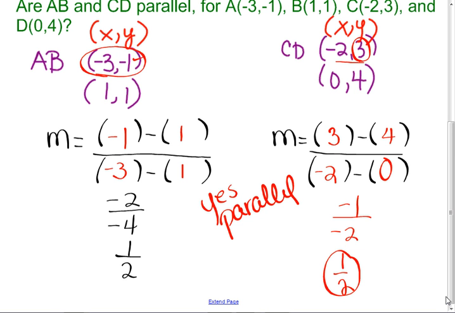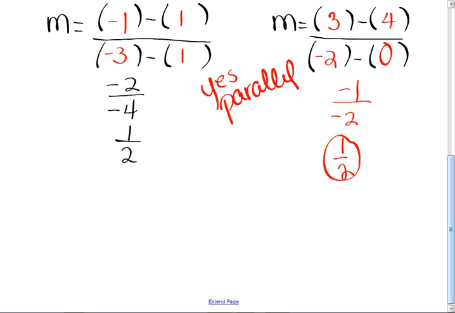You remember what happens with perpendicular lines? Here's one line. Here's the perpendicular. What's true about their slopes?